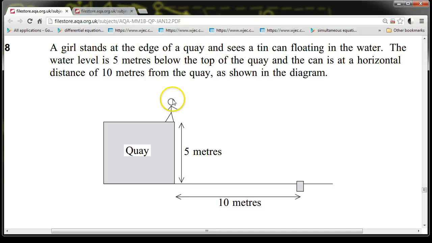A girl stands at the edge of a quay and sees a tin can floating in the water. The water level is 5 meters below the top of the quay, and the can is at a horizontal distance 10 meters from the quay, as shown in the diagram.